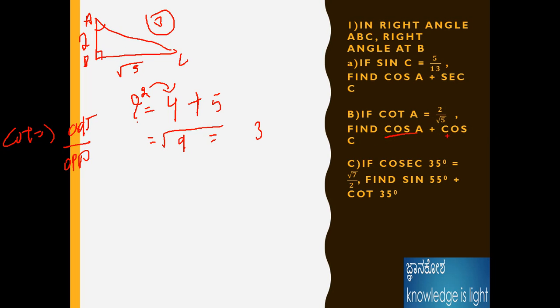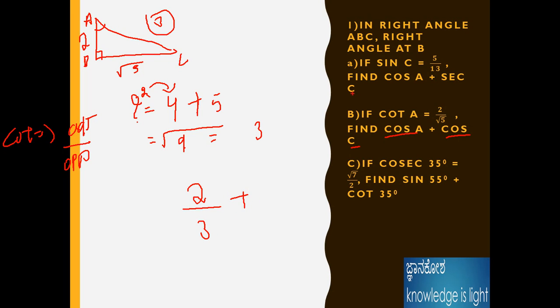What is the question? Cos A and cosec C. Already I told you I am taking the angle. Cos A is nothing but adjacent by hypotenuse. What is the adjacent here? Cos A is this one. Adjacent 2, and the hypotenuse is 3.